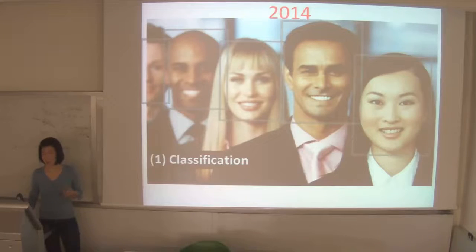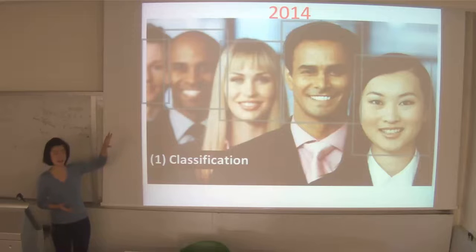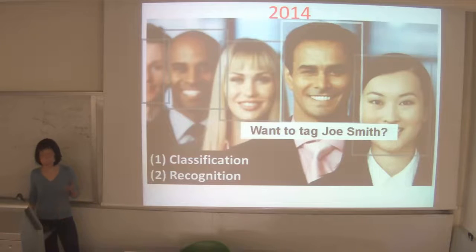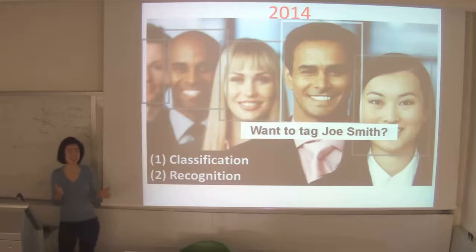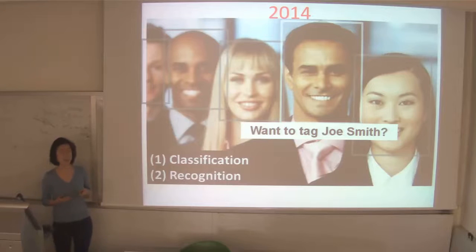So in 2014, if you put this image into Facebook or any other face recognition software, it'll automatically tell you these are the areas where you have faces. And that's called classification, as Udi mentioned. But not only that, Facebook will also recognize who it is. It'll say, hey, is this your friend, Joe Smith? And this is called recognition because we want in the end to know who it is.